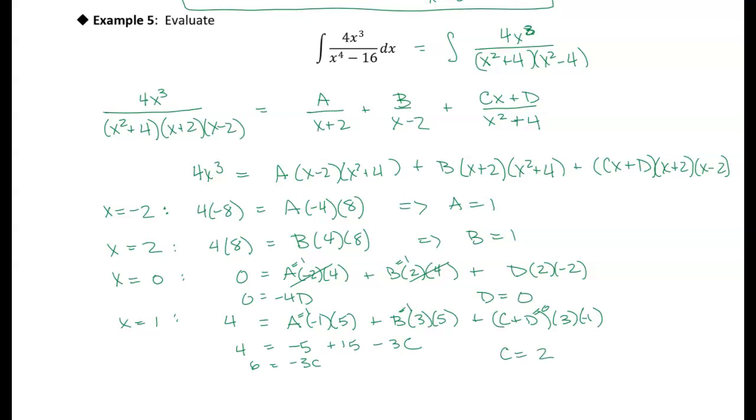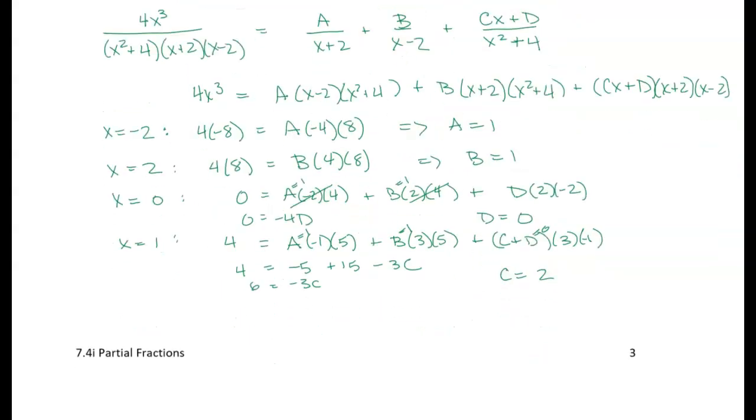Well, we have everything we need now, so let's put this all together. Starting to run out of room. So we have the integral of, a was 1, so we have 1 over x plus 2. B is equal to 1, so we have 1 over x minus 2. And then we have 2x over x squared plus 4 dx. These first two are pretty easy to solve. In fact, I'll just write them down here. We'll have the natural log of x plus 2 plus the natural log of x minus 2.